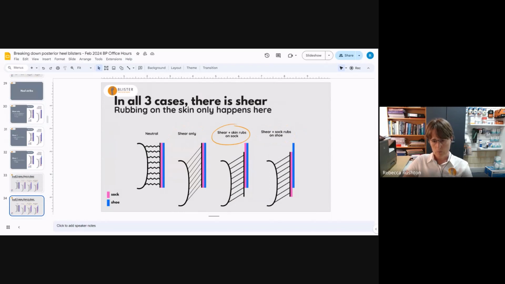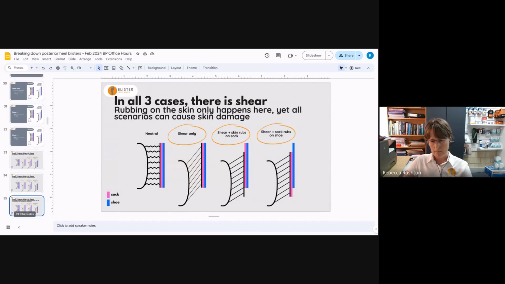Rubbing only happens in one of these scenarios. So if that is a high friction rub, we risk abrasion damage to the skin, which is a superficial to deep wear injury. Yet all scenarios can cause skin damage. And that's because we're talking about the skin damage of repetitive shear deformation, which isn't a superficial to deep wear injury. It is an intraepidermal mechanical fatigue of the connections between skin cells within the lower part of the stratum spinosum of the epidermis.